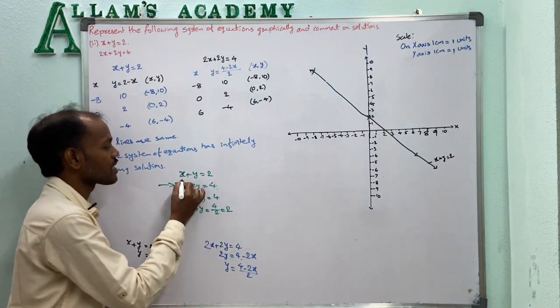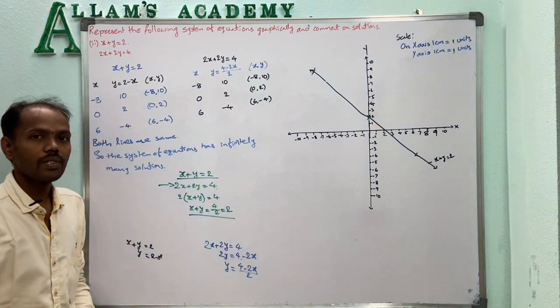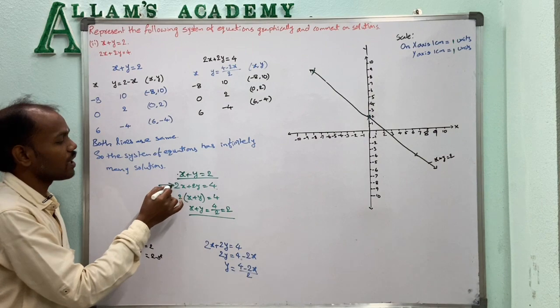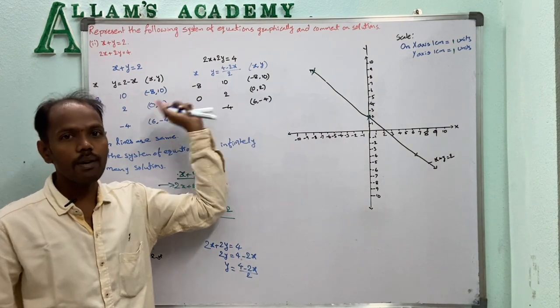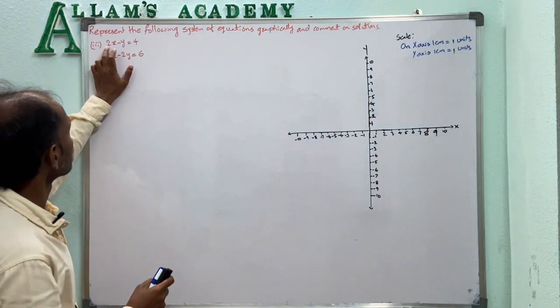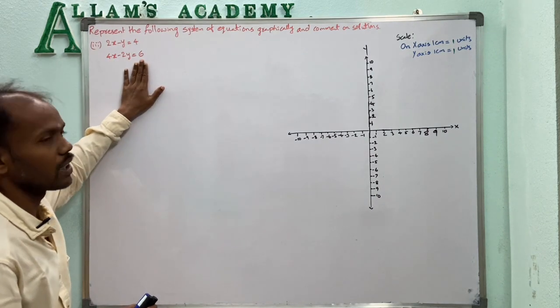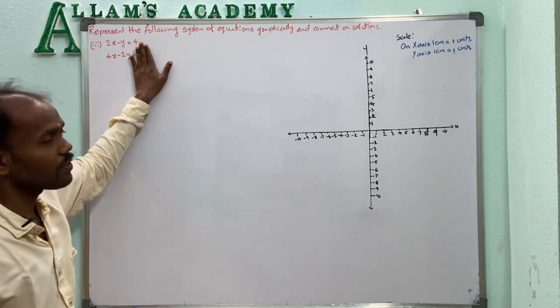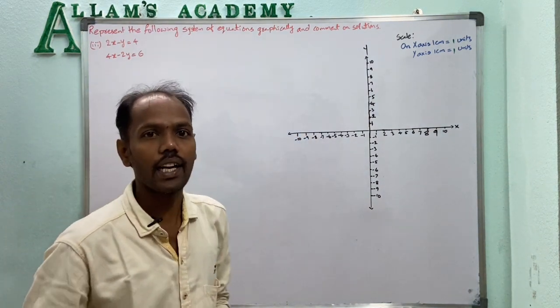So that means it is nothing but the first linear equation only came. Both the equations are the same, which is why we get the same solution. And here the other one is 2x minus y equal to 4 and 4x minus 2y equal to 6. Now let us show the result of this system of equations graphically.